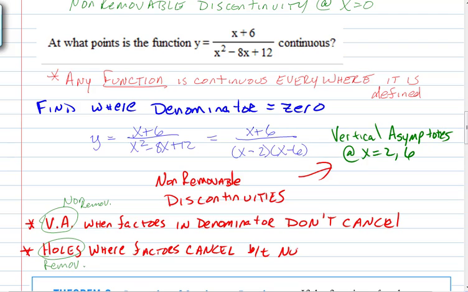Between the numerator and the denominator. Okay?